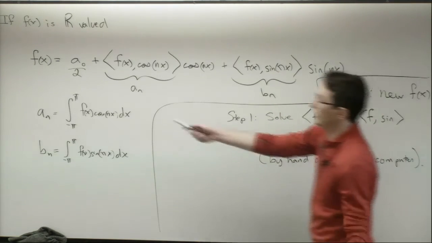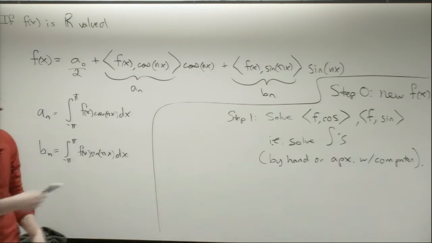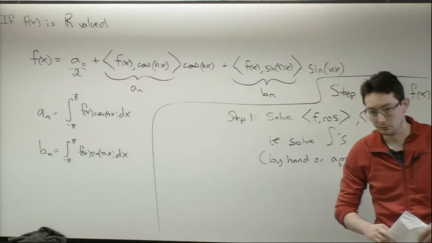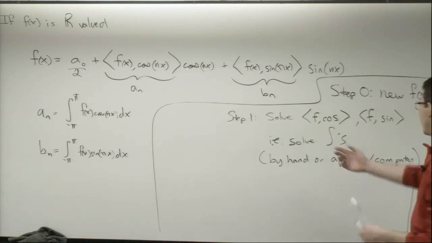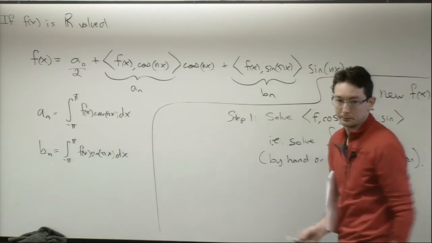And once we have these an's, that's everything. We have the whole function. We can approximate this function in terms of sines and cosines. So step 2 would be, reconstruct f according to this function.